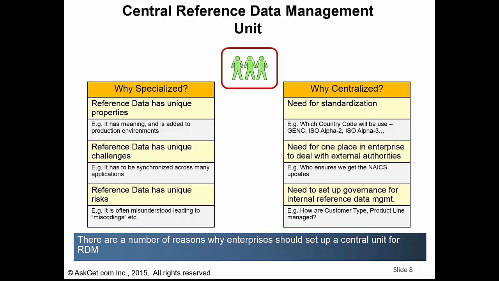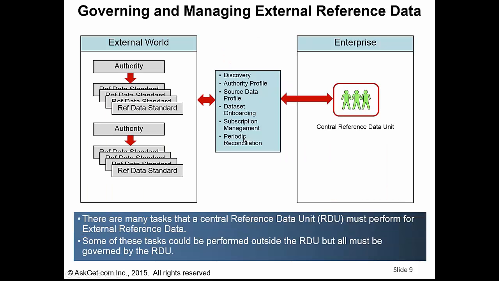Then we have the need to set up governance for internal reference data management. The external reference data is the reference data that's produced by authorities outside of the enterprise. The internal reference data is the data, and there's a great deal of it, that's produced inside the enterprise, such as customer type and product line. How are those managed? How are those governed? If you need somebody to set the rules of the road, describe the practices for management, and enforce those practices, hence the need for centralization.